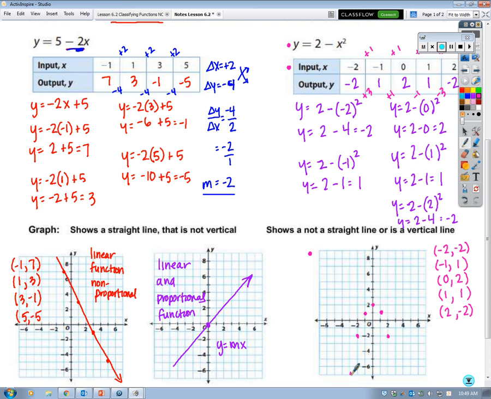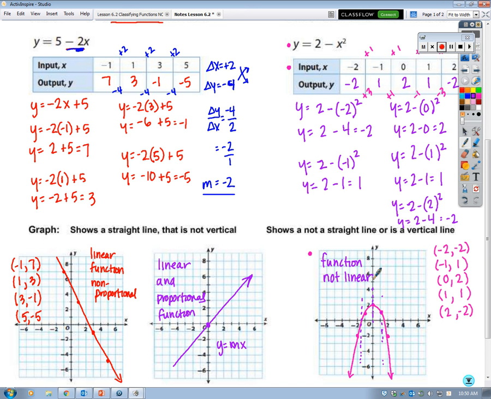So if you look at this, what you're going to see is this makes a parabola, okay? So this is obviously not linear because it's not a straight line, but is it a function? Yes, it is a function. It does pass the vertical line test, okay? If we were to draw a vertical line through any of these, it's only crossing one point, so each input has only one output. So it is a function, but it is not a linear function.